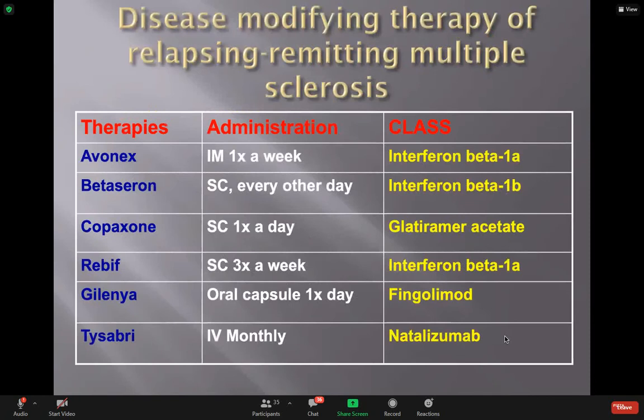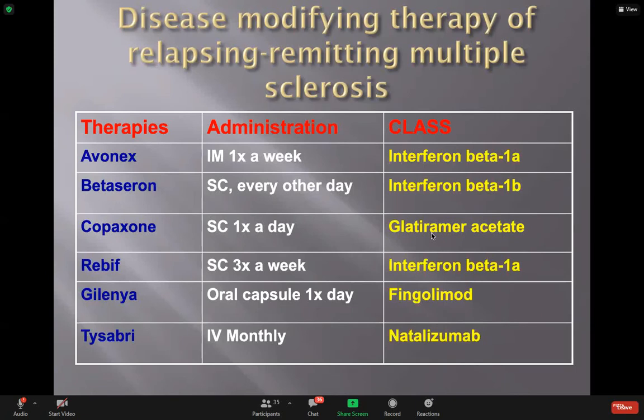All right, now the disease-modifying drugs. I want you to look at the class, because on the left it says the therapies. These are all the commercial names given to them by the company, so it's good to know these. And if you look at the class, this is what they are. They're interferons. The top two are interferon betas. One is glatiramer acetate. One is another interferon beta here. And then there's fingolimod and there's natalizumab. These are more heavy hitters, heavier drugs. You want to use these later on, usually after failure of these interferons in the beginning.